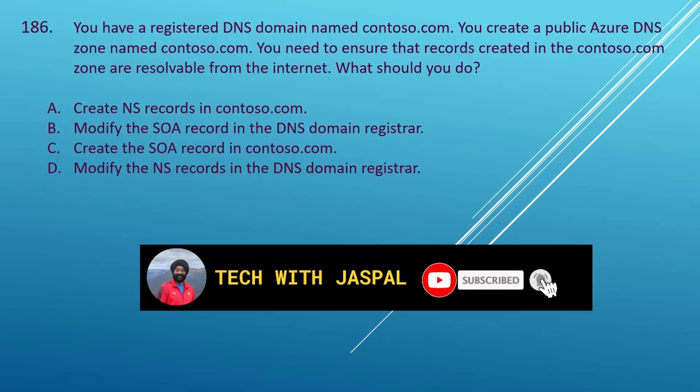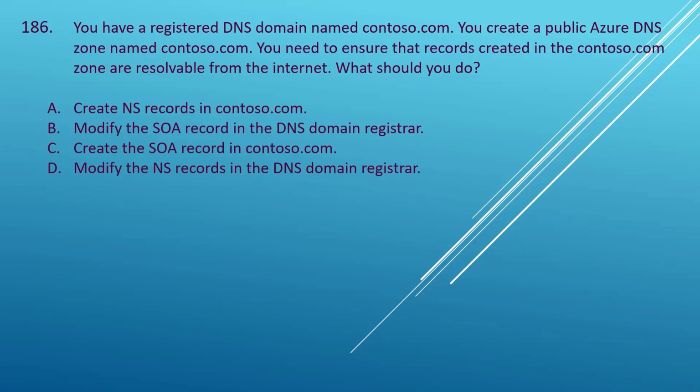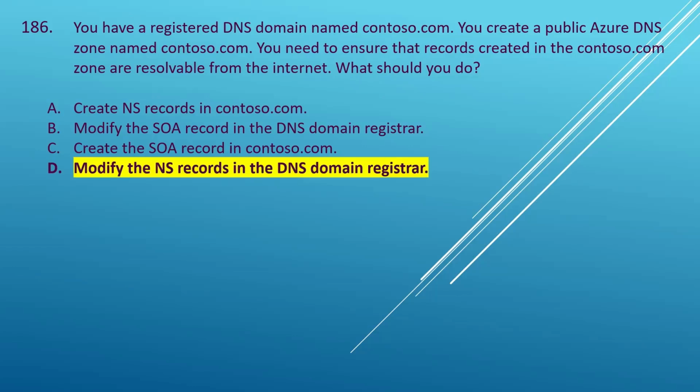To ensure that records created in the contoso.com zone are resolvable from the internet, you need to modify the NS, which is name server record, in the DNS domain registrar. When you create a public Azure DNS zone named contoso.com, Azure assigns a set of NS records for that zone. These NS records specify the name servers responsible for handling DNS queries for the contoso.com domain. To make the records in the Azure DNS zone resolvable from the internet, you need to update the NS records at the DNS domain registrar to point to the name servers provided by Azure.